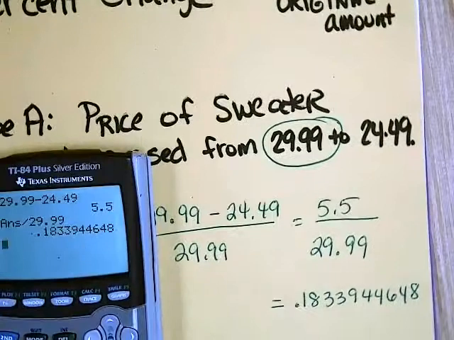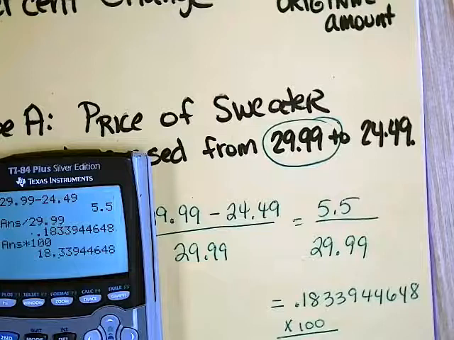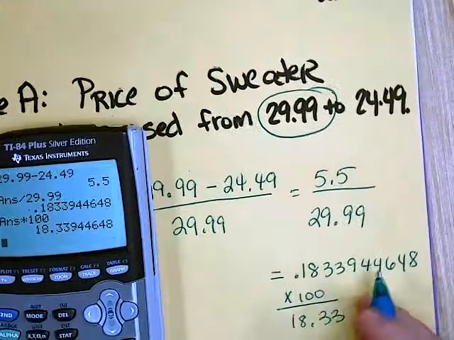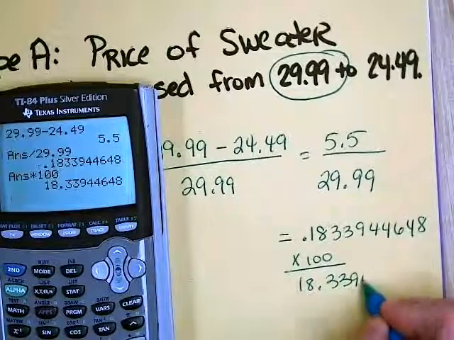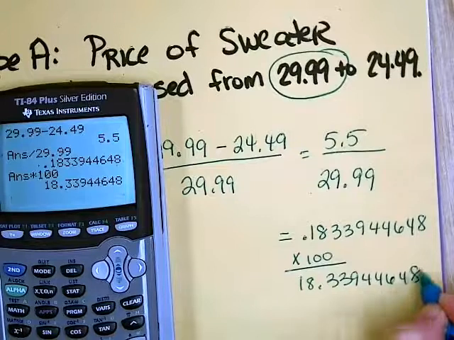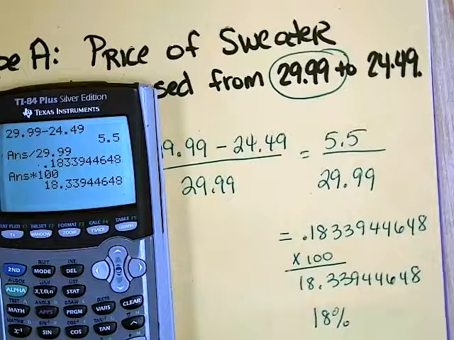Now, this is one of those situations where you're going to have to change that to a percent. So I want you to multiply it by 100. All that does is move the decimal 2 places. And if the instructions say round to the nearest percent, that's going to be 18%.